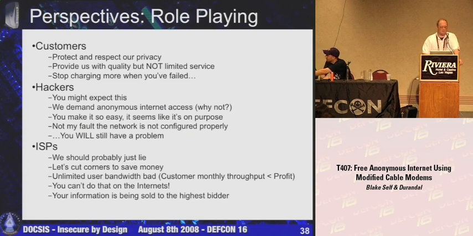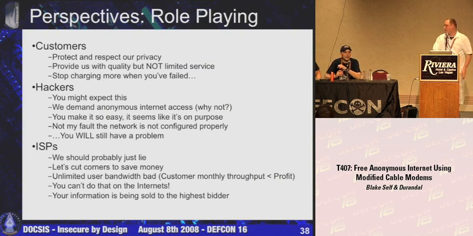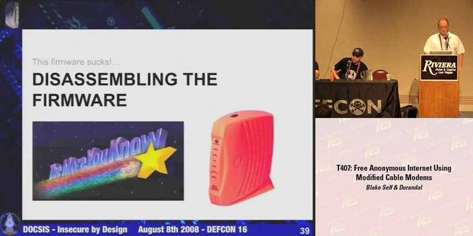ISPs, I think I basically covered that. They don't want you to have unlimited bandwidth. They lie about being secure or being properly configured. They cut corners, and there are unofficial bandwidth caps. Yeah, they want to stop your torrents, interfere with that sort of thing. And your information could be sold. So that's just one reason why we want to be anonymous.